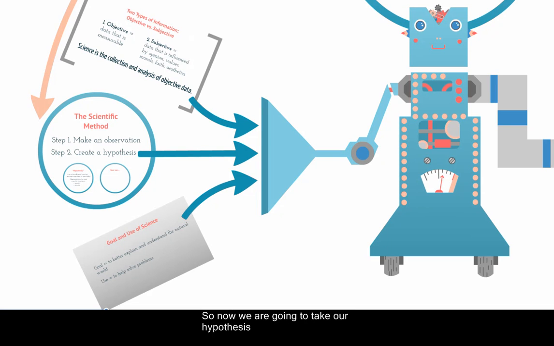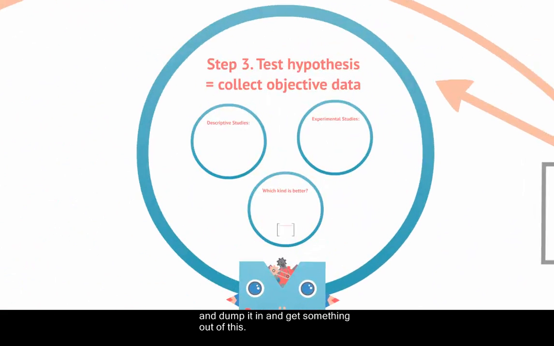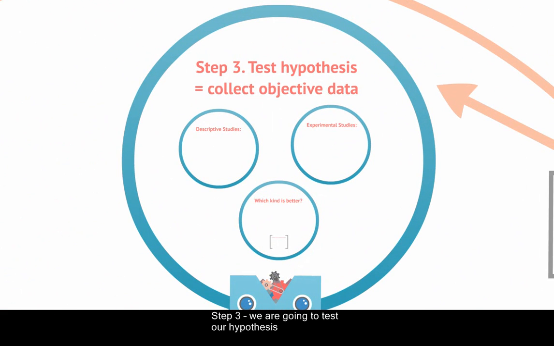So now we're going to take our hypothesis and dump it in and get something out of this. So step 3, we're going to test our hypothesis, and specifically we're going to test our hypothesis by collecting objective data.